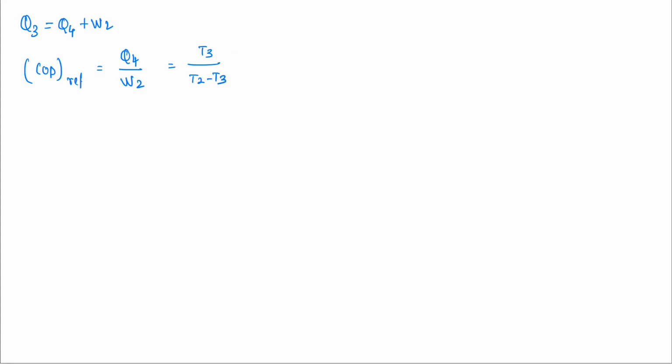And we have the value of T3 as 253, divided by 313 minus 253, which is equal to 4.22. Therefore, the COP of the refrigerator is equal to 4.22. Now we have found the value of COP. By using the value of COP, you can find the value of W2 and Q4.